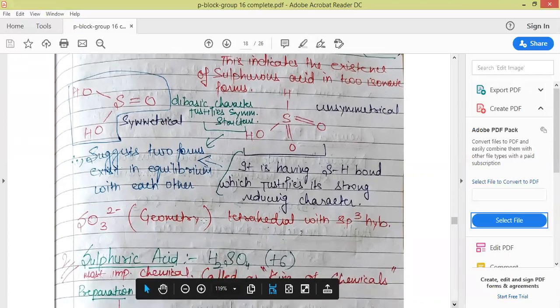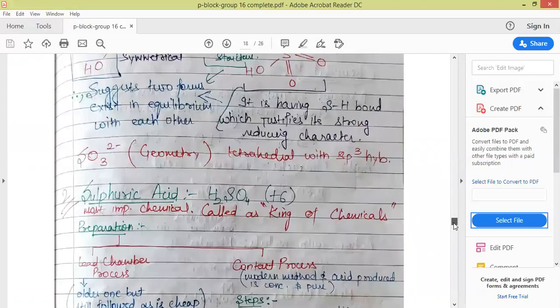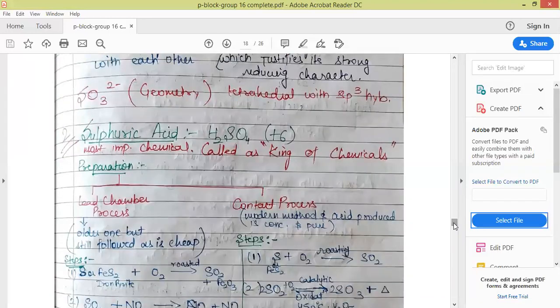After the removal of two hydrogens, we are left with SO3 2-. So SO3 2- has a tetrahedral geometry. Hybridization, geometry and shape of all the oxo acids and all the oxides are very important from the point of view of your final examination as well as your competitive examination.